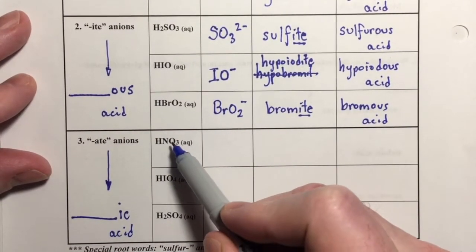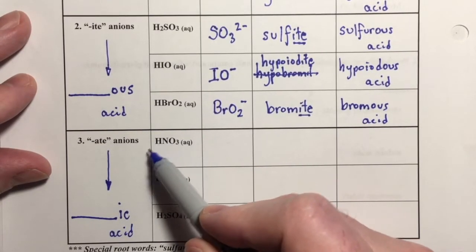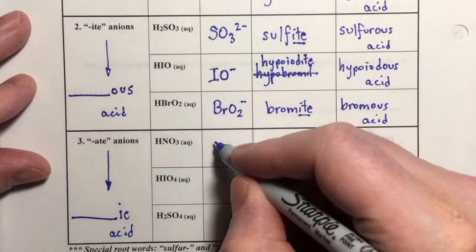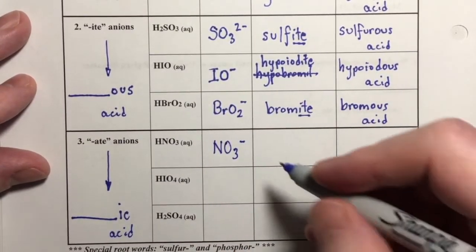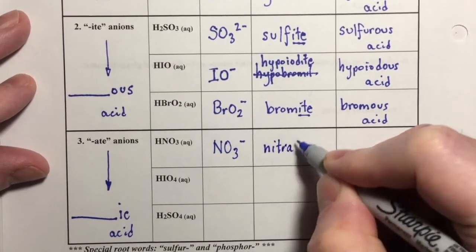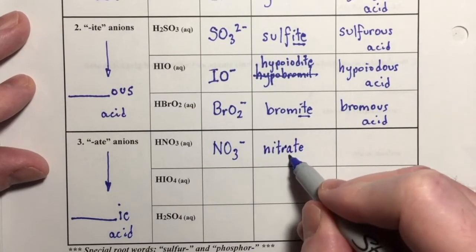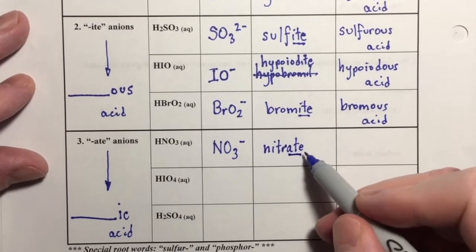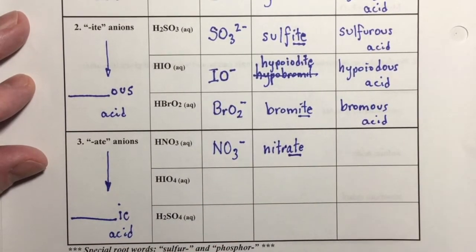Let's determine the anion's name, and to do that, I determine the anion's formula first. So I remove a positive hydrogen, and that leaves NO3 with a negative charge. That's the nitrate ion, the nitrate anion. I can see that it is an anion that ends in ATE, and so it's going to be using this Rule 3 to determine the acid name.